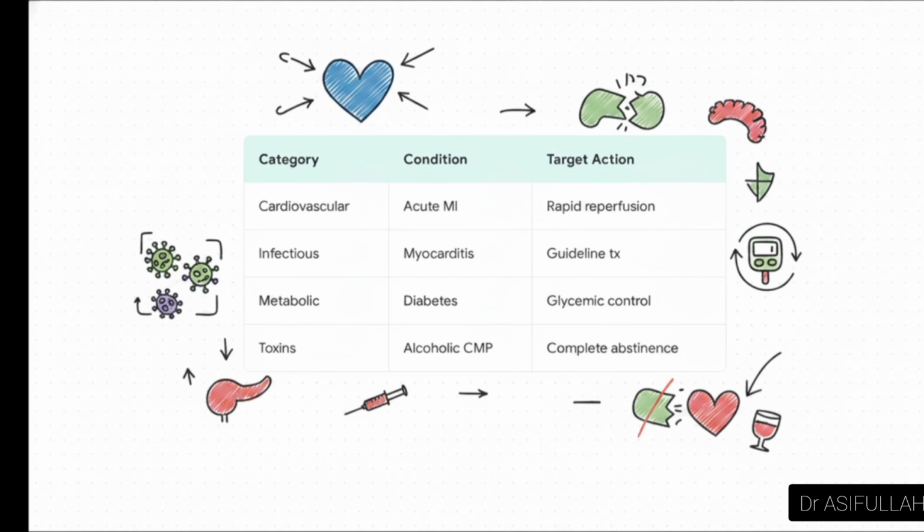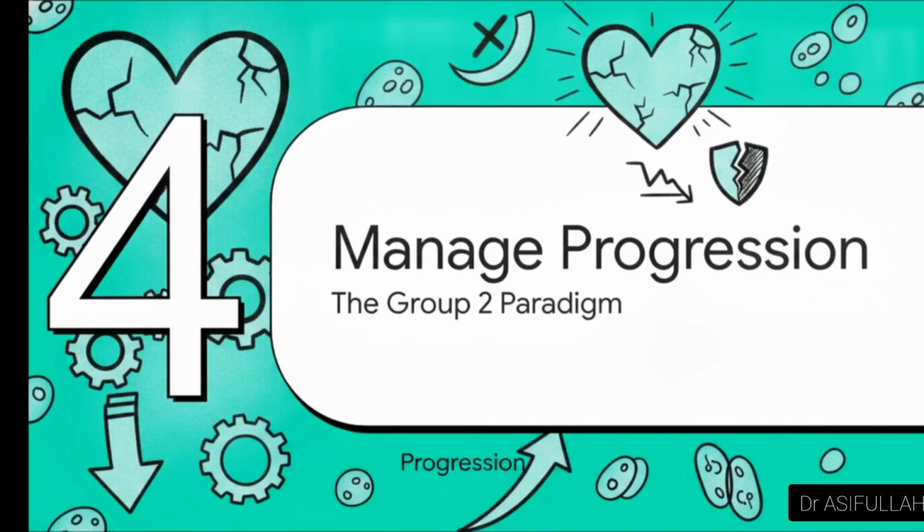And for toxins and lifestyle, complete abstinence from alcohol or pulling the plug early on cardiotoxic chemotherapy drugs can trigger massive recovery. The whole theme here is decisive, rapid intervention. Next up, Section 4, Managing Progressive Diseases, the Group 2 paradigm.